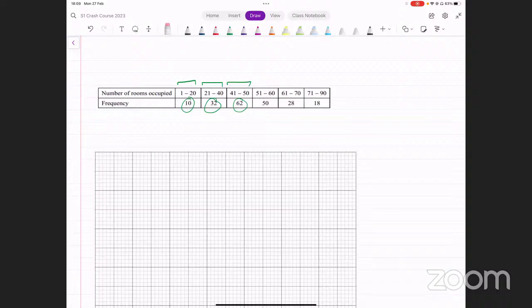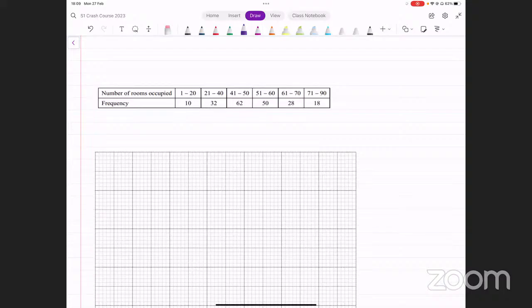Now, what you need to do is draw a cumulative frequency curve to represent this information. All right. So now, how do we represent this information? Let's think about this. Now, here you have to make a slight distinction.